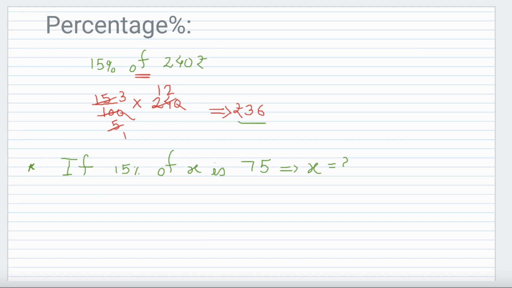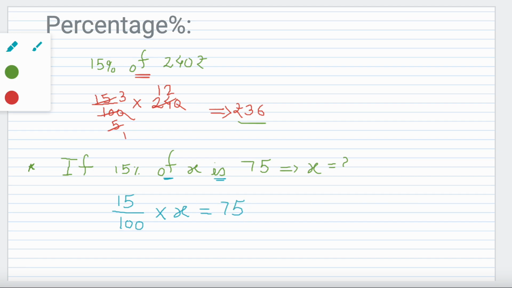Okay, so how can you find out? What we can do is write this sentence as an equation. 15% means we can write 15% as 15 upon 100. This "of" we can write as multiplication. x, "is" you have to write as equal to, and this 75. Okay, now how can you solve this?